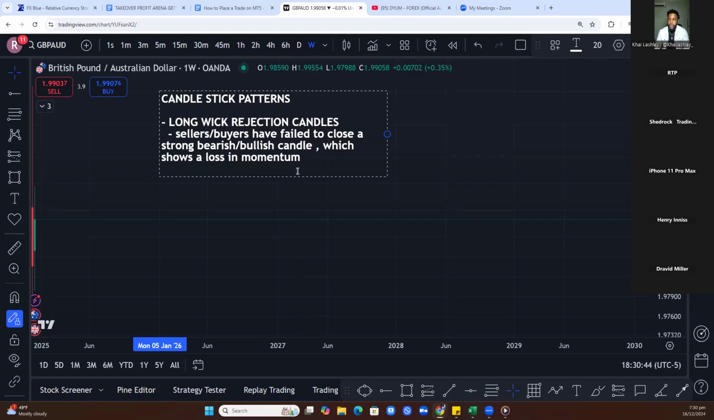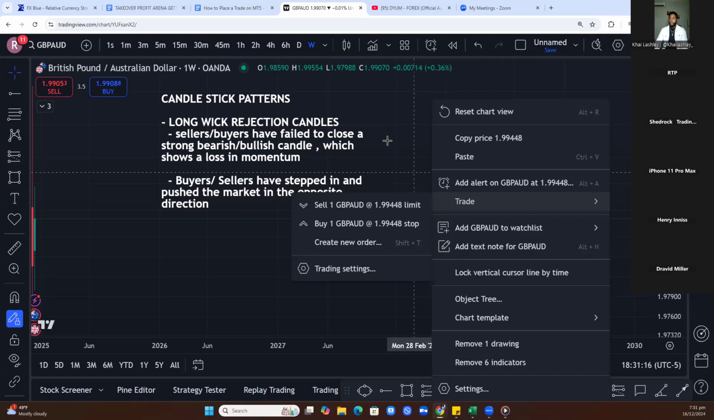So then, of course, on the flip side, what will happen is that based on where we are, if it is sellers or buyers, all right. So if it's sellers, then it means that the buyers have stepped in and pushed the market in the opposite direction.